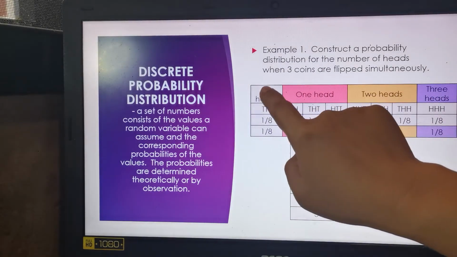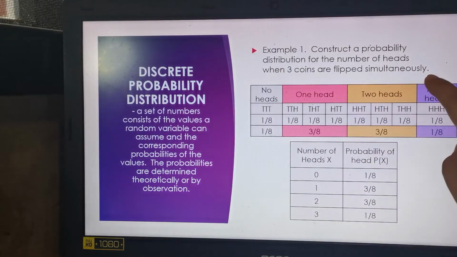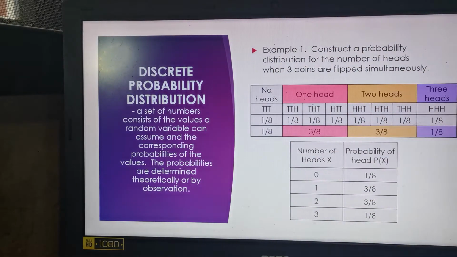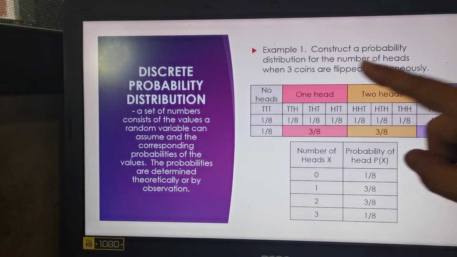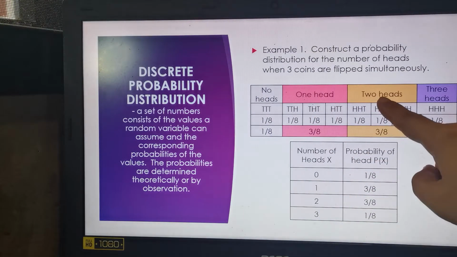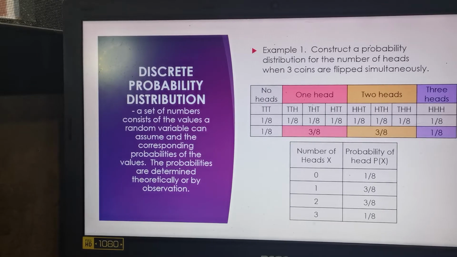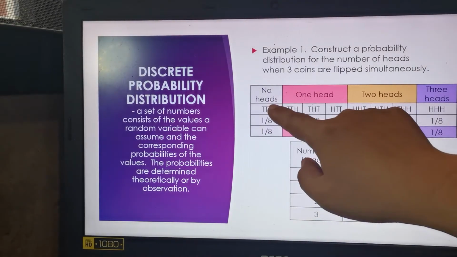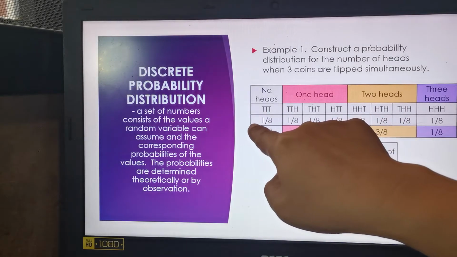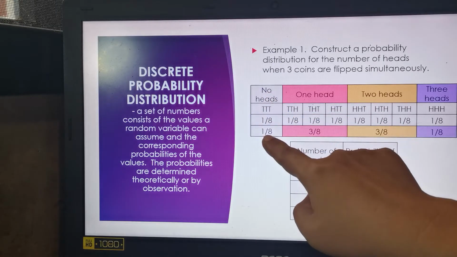These are what we call events. Our experiment is flipping 3 coins simultaneously, and these are our events: an event of getting no heads, an event of getting 1 head, an event of getting 2 heads, and an event of getting 3 heads. Now these are their probabilities. To get the probability of no heads, you add all the probabilities. There is only one, so it is 1/8.